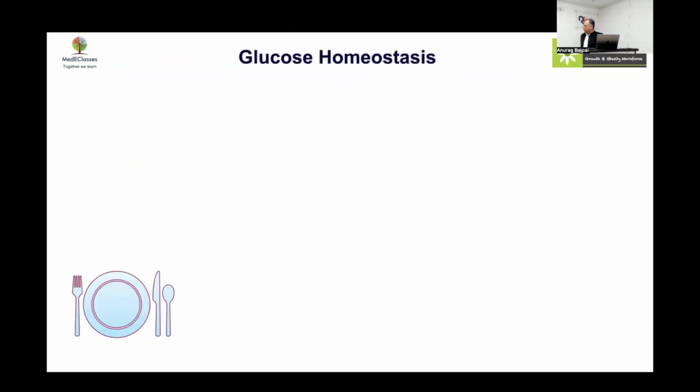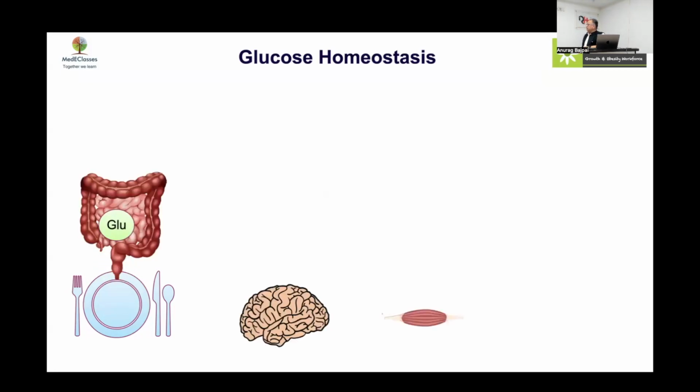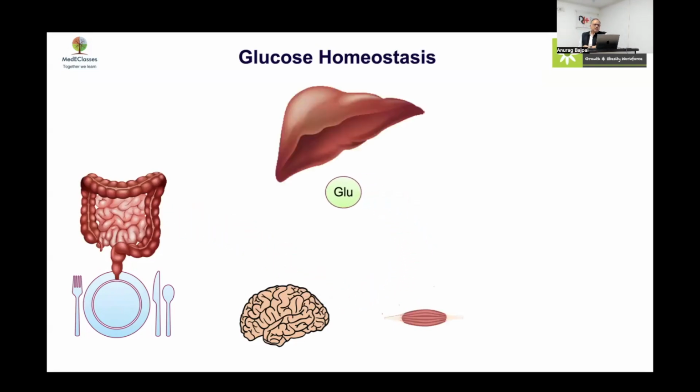When you talk about glucose homeostasis, we are basically looking at how the glucose comes in our diet, it is absorbed via the intestine, and then it is used predominantly via the brain and the muscle. These are the major usage organs. And then if you have an extra amount of glucose, it is stored in the liver. So the liver is like your bank where you store all your glucose in the form of glycogen.